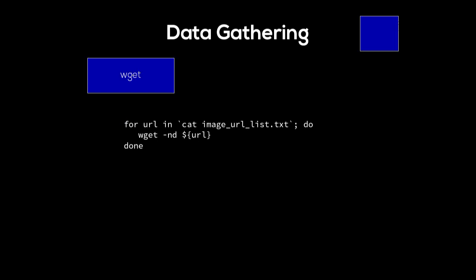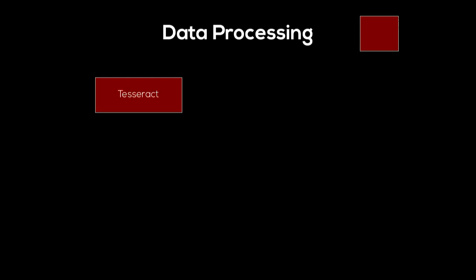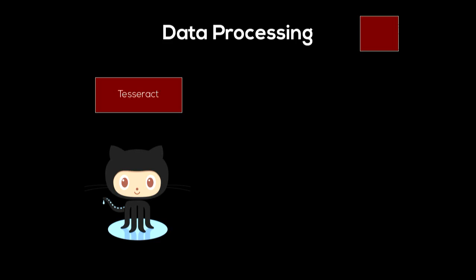wget, in whatever 1,000 URLs we have, go and fetch the image and save it to disk. Then we do the data processing. Now, there's a great library called Tesseract. Well, it's not really a library, it's actually an application. It's written in C, I believe, but it is available in GitHub.